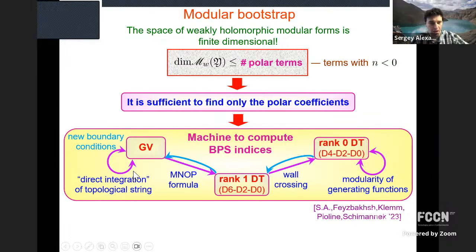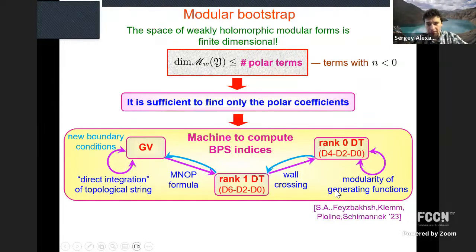If you know this partition function, you know these GV invariants. And there is a way to find this topological string partition function by the so-called direct integration method, which is, roughly speaking, you solve the holomorphic anomaly equation for the partition function and impose certain boundary conditions which allow you to fix the holomorphic ambiguity. In this way, you find GV invariants genus by genus. Once you know GV invariants, you can apply the so-called MNOP formula due to Maulik, Nekrasov, Okounkov, and Pandharipande, which allows you to compute rank 1 DT invariants from GV invariants. In our terms, these are D6, D2, D0 BPS indices.